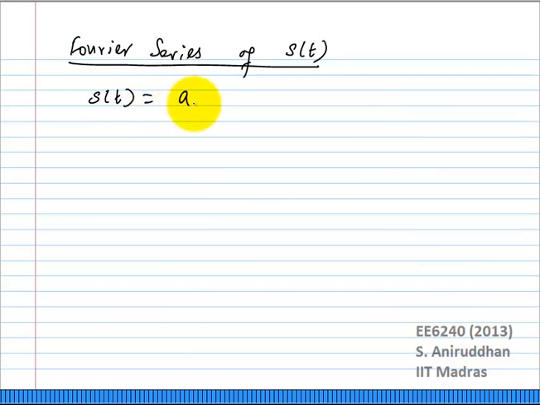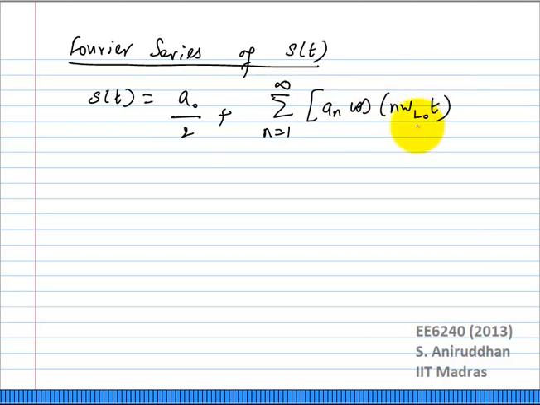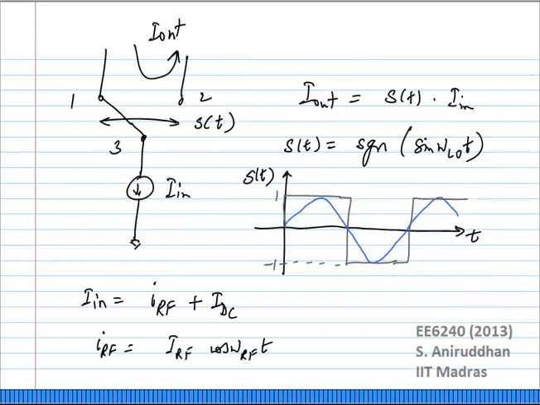So you are going to represent S of t as some a naught by 2 plus sigma n equal to 1 to infinity a n cos n omega LO t plus b n sin n omega LO t. This is the generalized Fourier series representation. We just need to find out what these components are. What is a naught by 2 in this case? For S of t, it is 0. It has a 0 DC, it's a symmetric square wave.